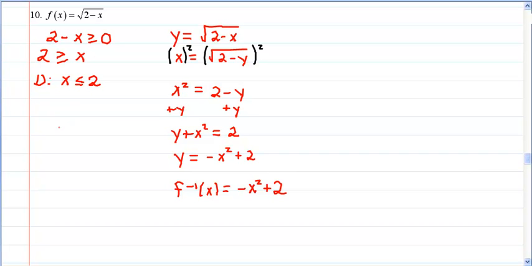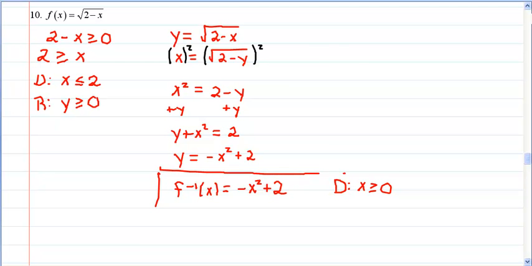So if x is less than or equal to 2 in the domain, our range are y's that are greater than or equal to 0. So since these are inverses, the domain of the inverse is the range of the function. So my x has to be greater than or equal to 0. I must include that in the equation of the inverse to show that we are not using the entire parabola, just the right side.